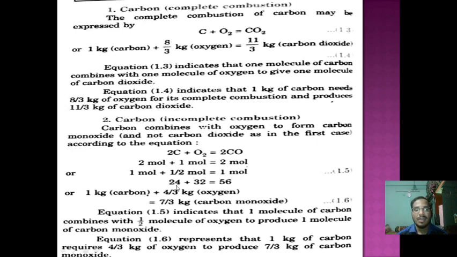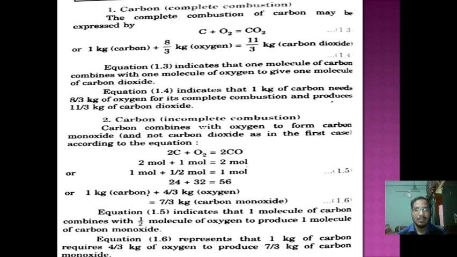And after that we are taking the LCM, then the total value becomes 56. You can do this one because it is an easy calculation. Okay, here we are just dividing by 2 on both sides. Next, 1 kg of carbon plus 4 by 3 kg of oxygen is equal to 7 by 3 kg carbon monoxide.